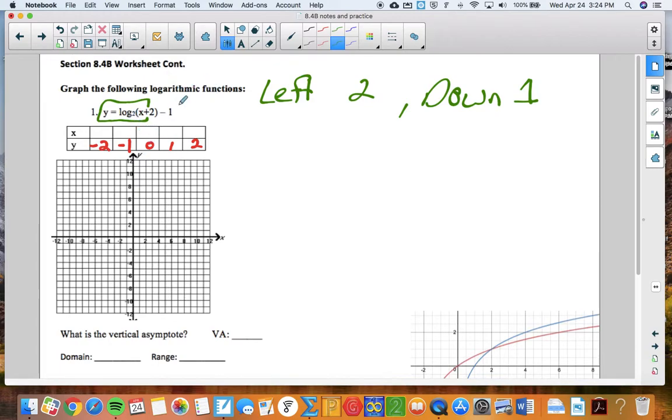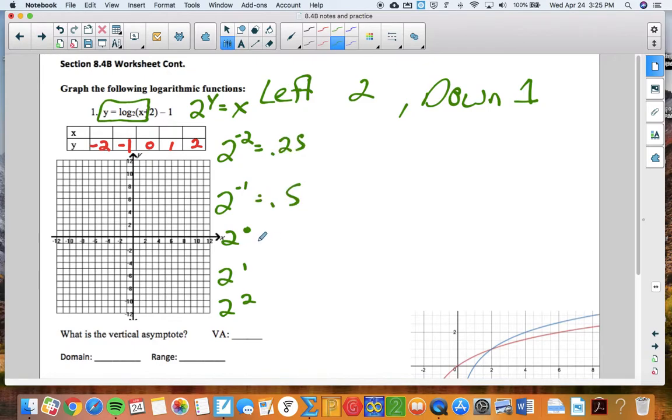So now when I calculate this, I'm going to convert this from log form to exponential form. So my base is 2, my power is y, and that equals x. And that's why we want to plug in these values for y, because y is my input value, and x is going to be my output value. So here are my different inputs that I'm using. And so here I get 0.25 or 1/4. Here I get 0.5 or 1/2. Here I get 1, 2, 4. So let's put that in. 0.25, 0.5, 1, 2, 4.